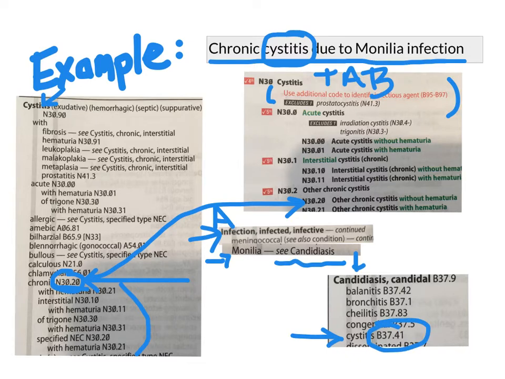B37.41. In this case, this code includes not only the infectious type, candidiasis, but also the condition itself, the cystitis. So this combination code is all we're really going to need at the end, this B37.41. The N30.20, we don't need to pull in that code because we've already pulled in the infection type and the condition here in one combination code. So the B37.41 will be the final code.